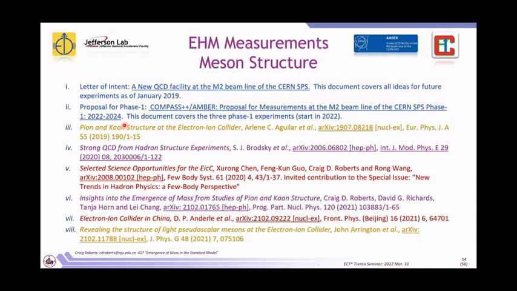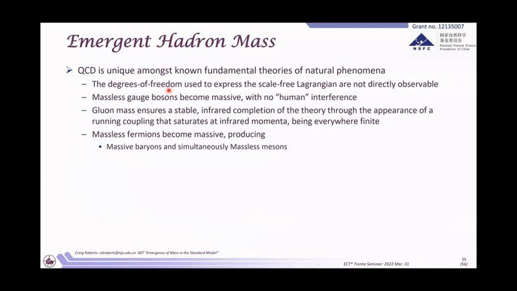I've argued that QCD is unique amongst known fundamental theories of natural phenomena. The degrees of freedom used to express the scale-free Lagrangian are not directly observable. We have massless gauge bosons, and they become massive, and we don't do anything to interfere with that, to make it happen. We don't add some Higgs-like object to make gluons massive. They just do it by themselves. The gluon mass is a reality. Continuum and lattice agree on that.